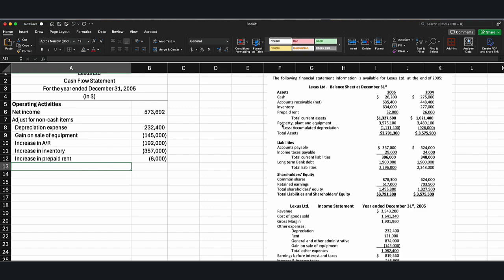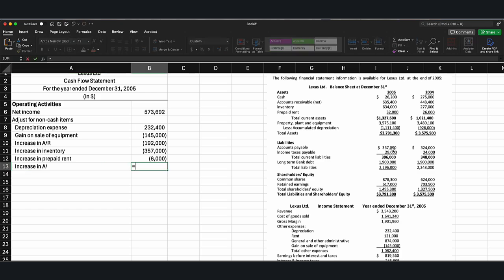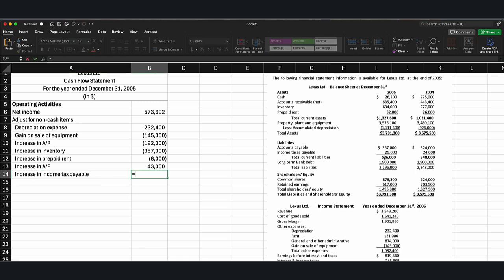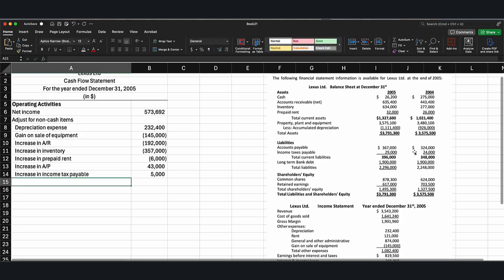Then we skip property, plant, and equipment because that's a non-current. We only look at current assets and current liabilities. Go to accounts payable. For this, you want to remember that liabilities and cash go in the same direction, right? So here, if there's an increase in accounts payable, it's actually an increase to your cash. So 367 minus 324. Your accounts payable increased by 43,000, and therefore your cash from operations also increases by 43,000. Income tax payable, same thing. Increase in income tax payable. It increased by 5,000. You can tell the difference there.